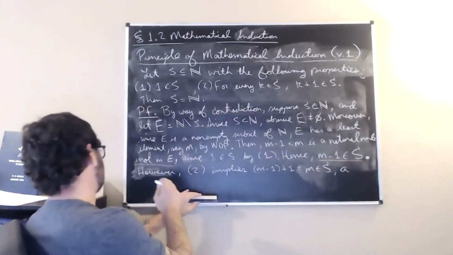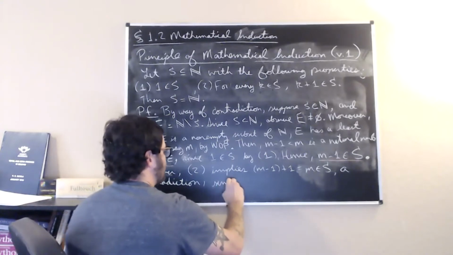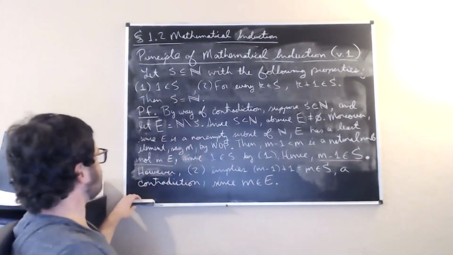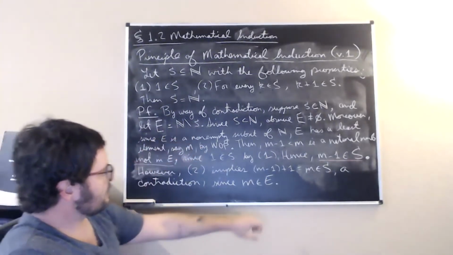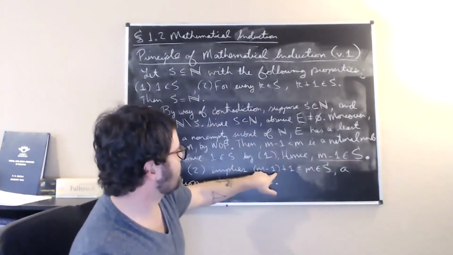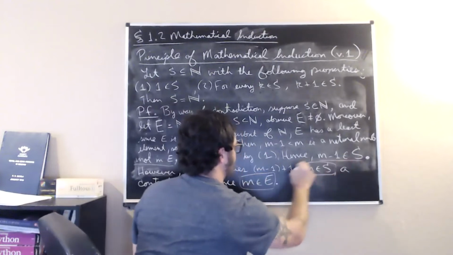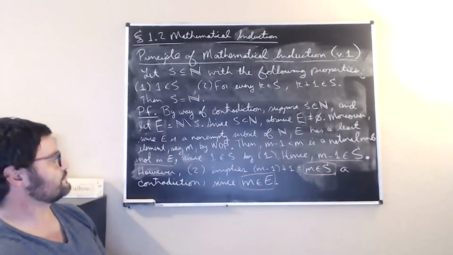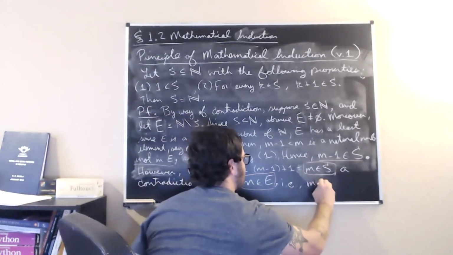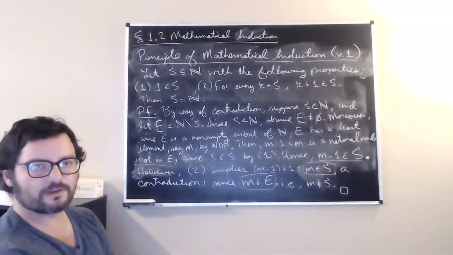So a contradiction since M is the least element of E, right? And E doesn't contain anything from S, right? So M is the least element of E, which means that M minus 1 must be in S, but by property 2, M minus 1 plus 1 is in S, so we get these two things together. That's a contradiction because these sets are disjoint from each other, which is the same thing as saying M is not in S.